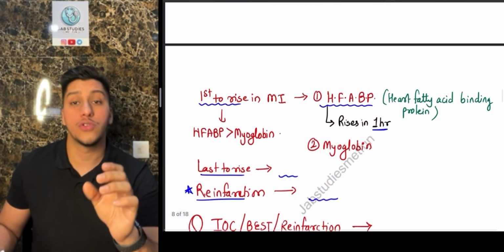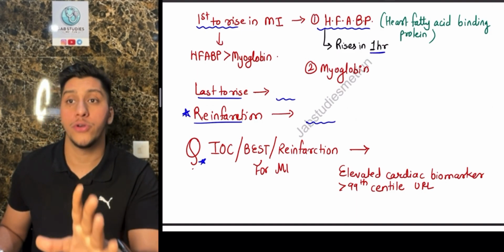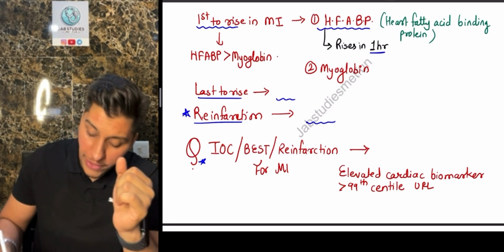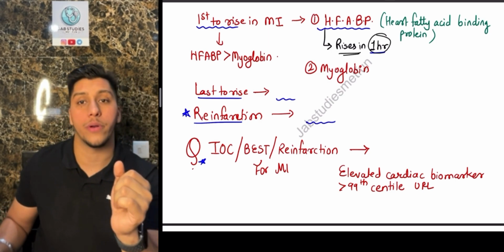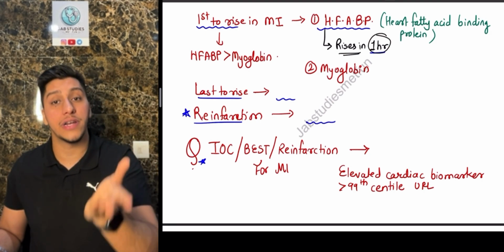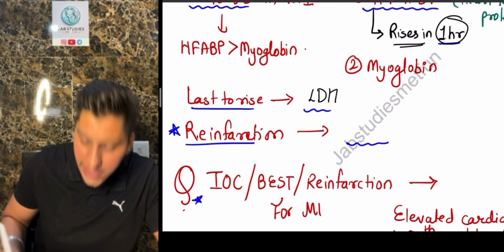If they ask you overall, which is the first one to rise, many of you might answer myoglobin, but no. The answer is heart fatty acid binding protein. Heart fatty acid binding protein rises within 1 hour. Remember that. It rises much earlier than myoglobin. The last one to rise with respect to blood chemistry is LDH levels.